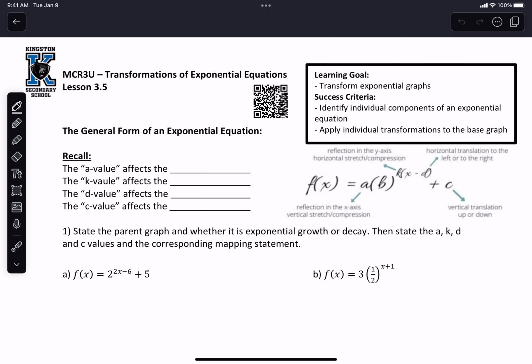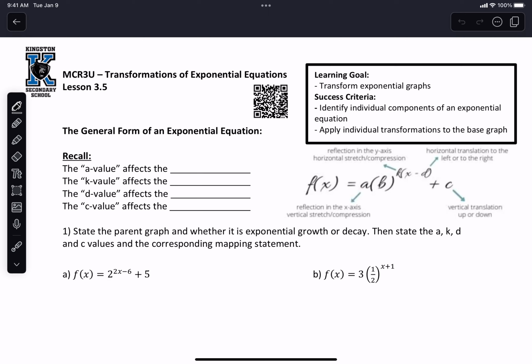For today, we're going to take this idea of base exponential graphs and then apply our transformations to them. Yesterday we saw a bunch of different exponential graphs depending on the base. Now we're just going to transform them using our normal transformations. What you'll see is the general form off to the right with a little description of the components, and on the left we're going to describe how the A value, K value, D value, and C value affect the original graph. It's the same transformations we've already done.